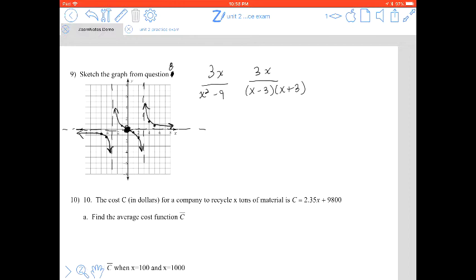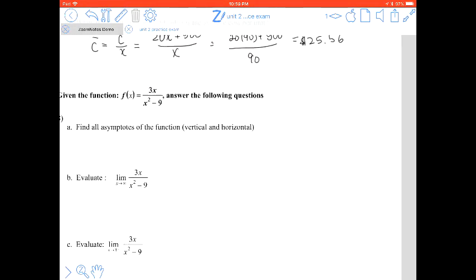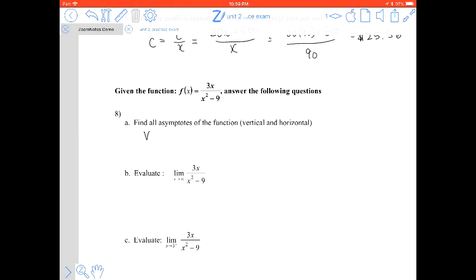Now, if you recall from question 8, we wanted all the asymptotes, or at least 8a. So we have a vertical asymptote at -3, at +3, and we have a horizontal asymptote here at 0. So if we go back to question 8, vertical asymptotes where x equals 3, x equals -3, the horizontal asymptote, the line y equals 0.